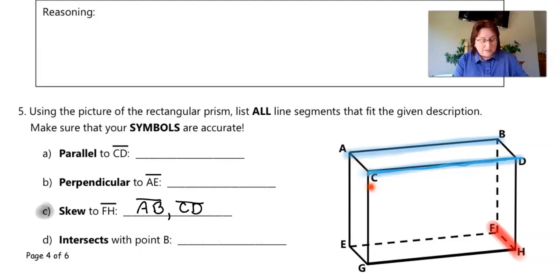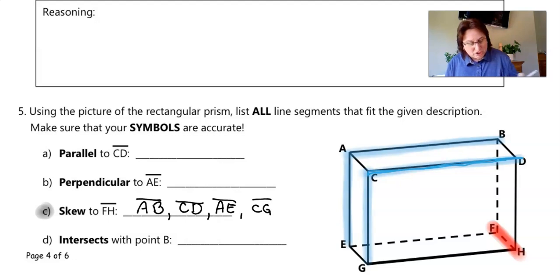All right, so guys, CG and AE, those are both skew, okay, to FH. So let's highlight those. Those are both skew because they're not on the same plane. They're never going to intersect, and they're not parallel. But guys, AC and EG, they're parallel to FH, so they can't be skew. Okay, so I'll go ahead and write those other two line segments down. So line segment AE and line segment CG. Okay, those are the ones that are skew.